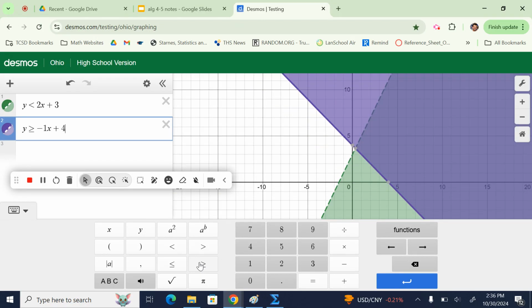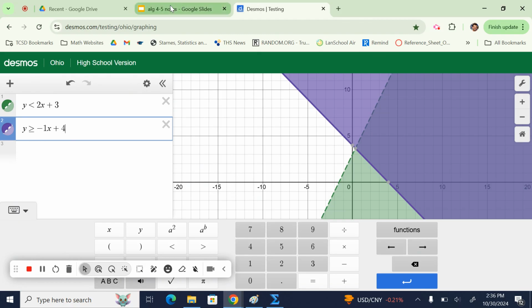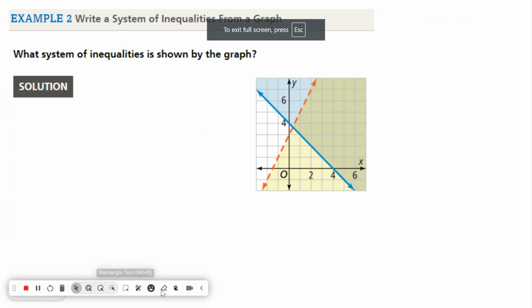And there's the picture that they have provided me, right, based on my inequalities. So let's take a look. Shadings on the right, solid, dashed. I'm pretty sure that's it, right? It looks pretty close. So I'm confident. So use Desmos to help you even on that question.